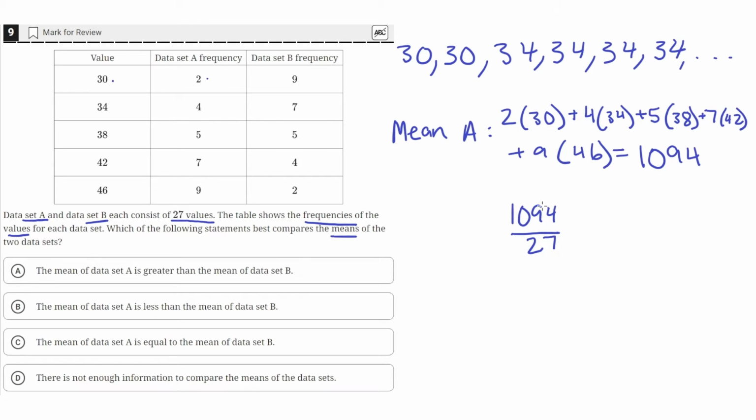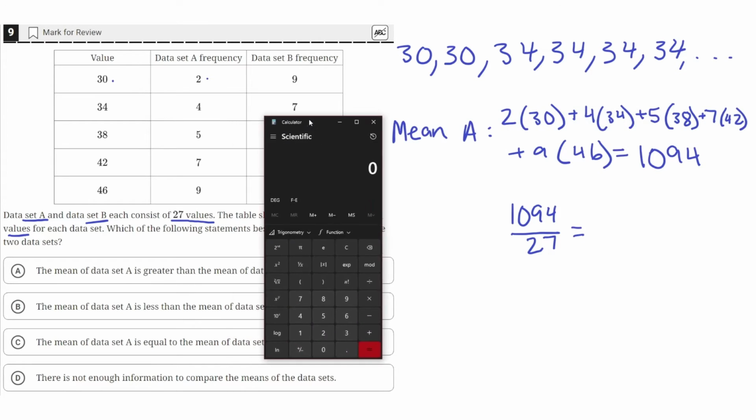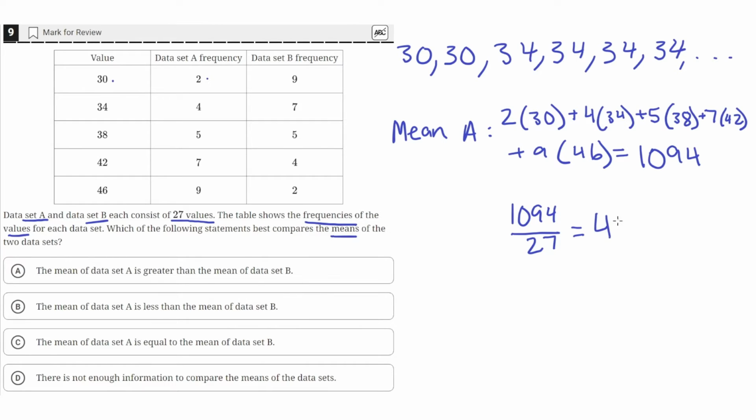So the numerator here, 1094, is like all the values added together, and the denominator here is the number of values, which is the formula for the mean of a dataset. So if we put this into our calculator, 1094 divided by 27 equals about 40.5.